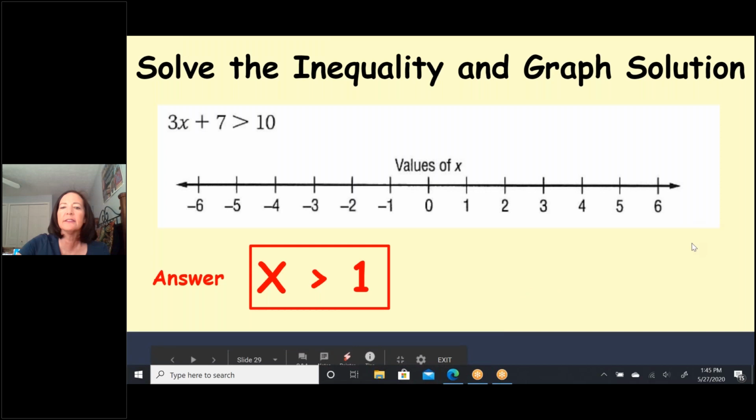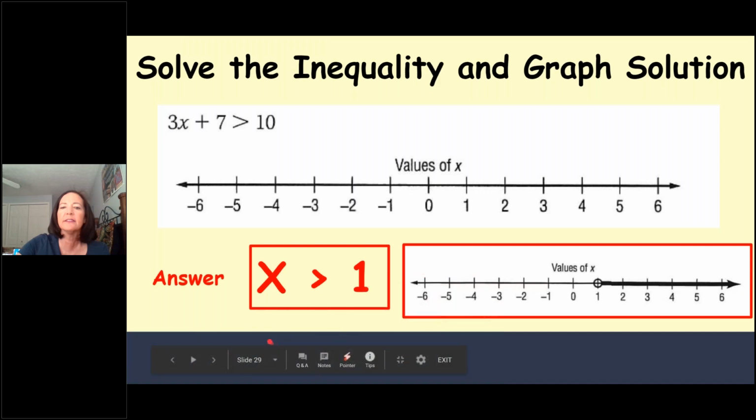Okay, now it's going to be an open circle over 3 going to the right. Look at that one more time. Remember, your answer was x is greater than 1. So we're graphing x is greater than 1. Oh, okay. So it's going to be an open circle over 1, going to the right. Perfect.